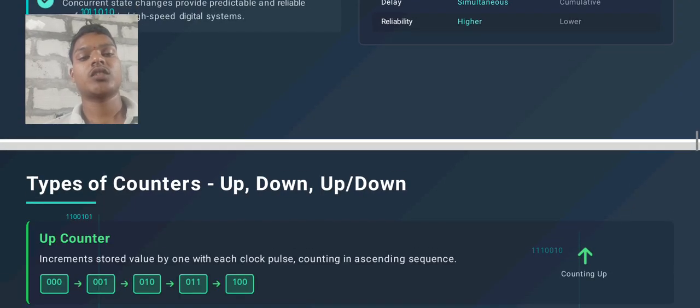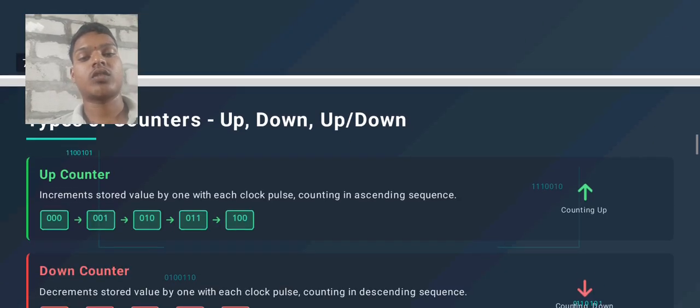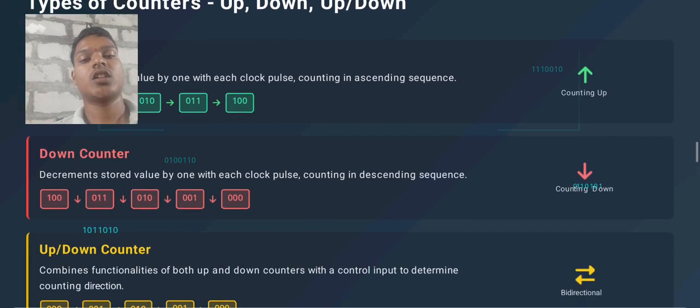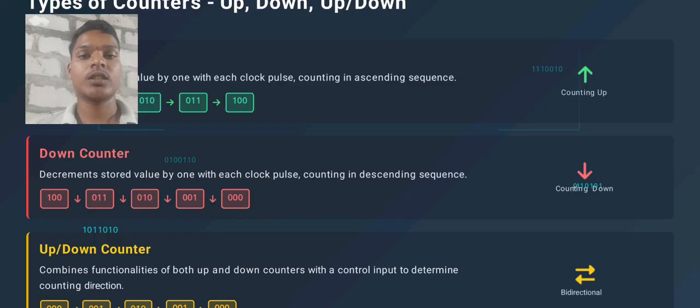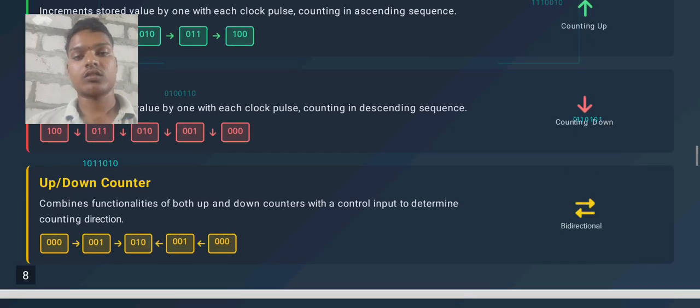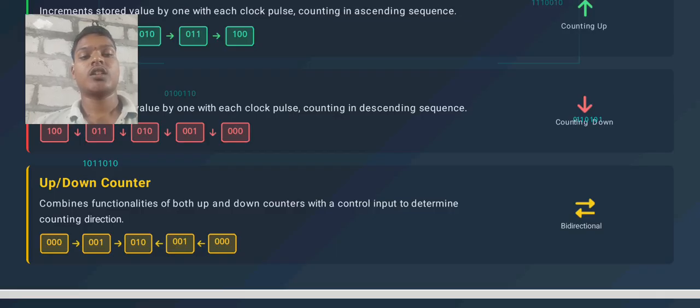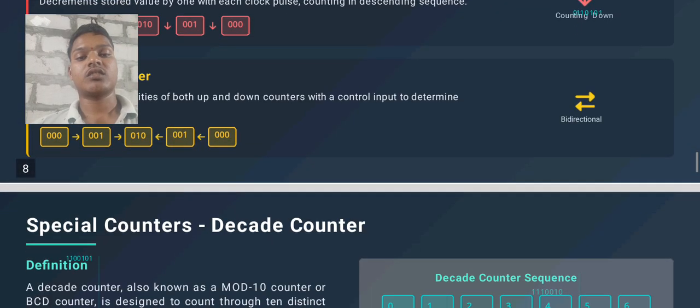Types of counters: up counter, down counter, up and down counter. Up counter increments the stored value by 1 with each clock pulse, counting in ascending sequence. Down counter decrements the stored value by 1 with each clock pulse, counting in descending sequence. Up and down counter combines the functionalities of both up and down counters with a control input to determine counting direction.